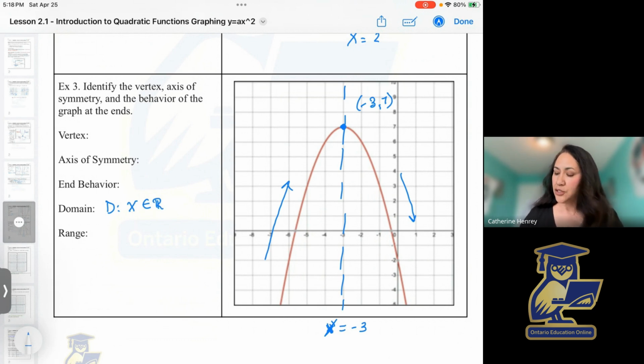The range, however, changes a little bit. y has a maximum value here. It cannot be more than 7 because that parabola opens down. So y in this case has to be less than or equal to 7.